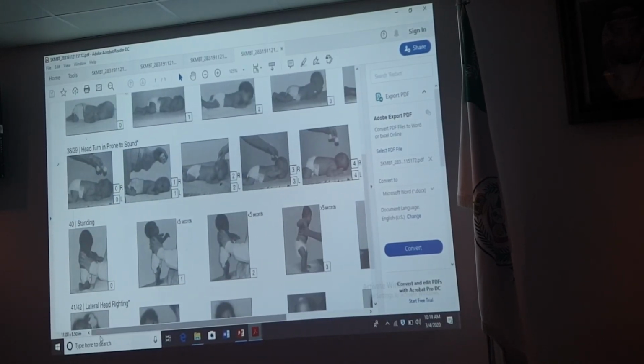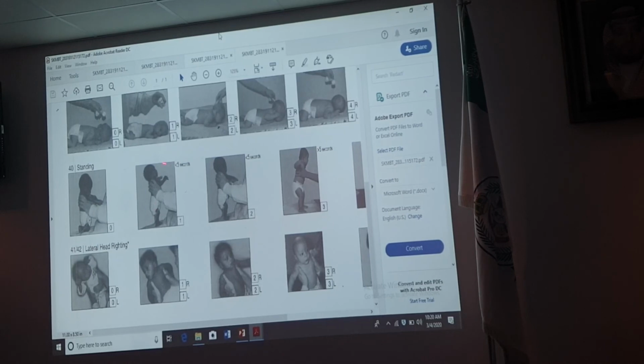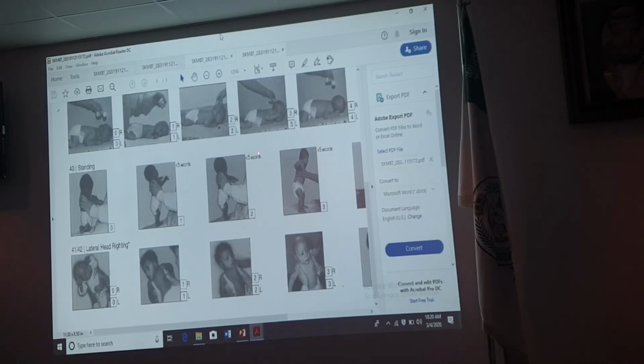Then you go for standing. You make the baby stand. Okay, this you know. So make the baby stand. Child doesn't take weight. Child takes weight less than 5 seconds, like this. You have an arm up.